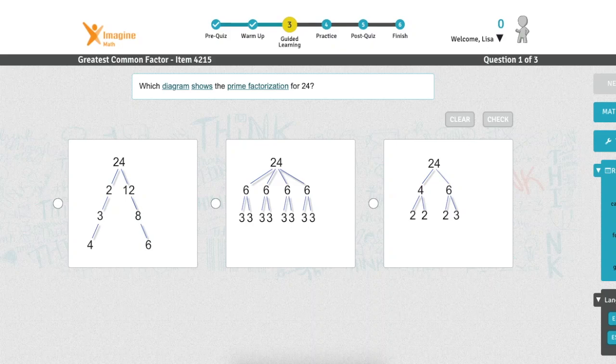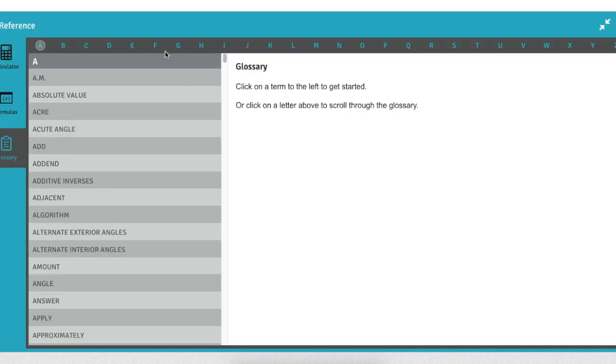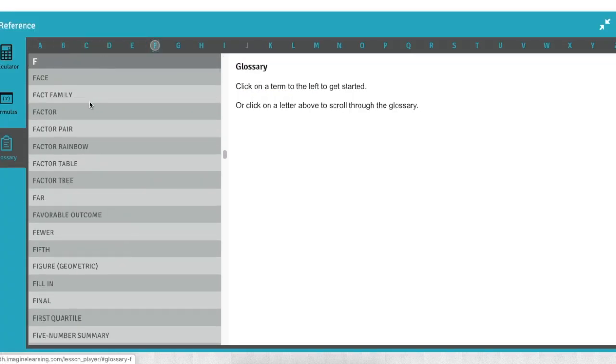I'd like to review what greatest common factor is. But the first thing that we need to know is what a factor is. And I think that's something that you should have learned in fifth grade, but it may be not the top of your list after having summer and not talking about factors for a while. So I'm going to go to this glossary piece that you get to use and look for the word factor.